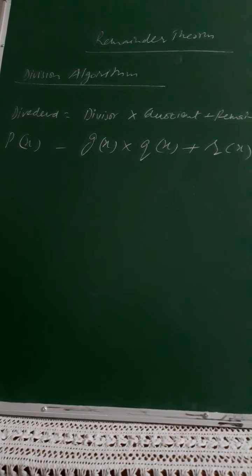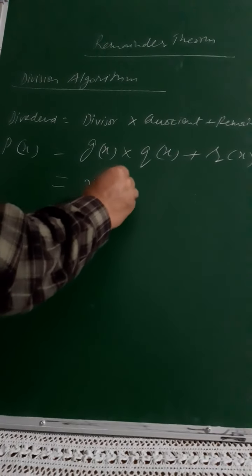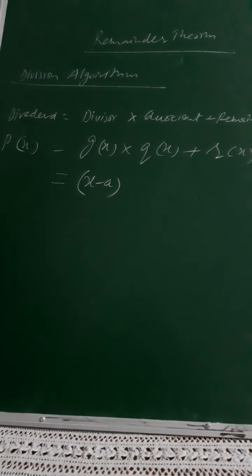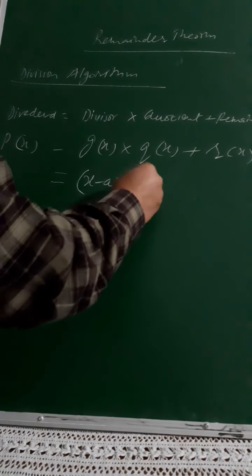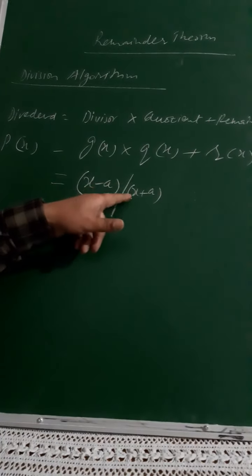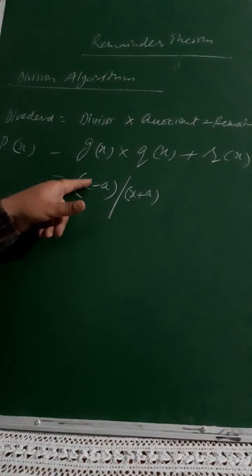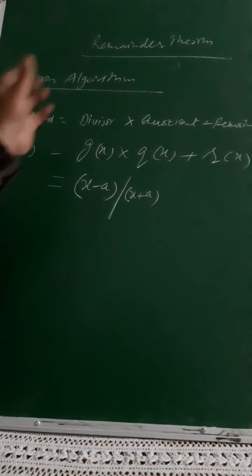Now what happens, here in class 9, there is a limit on using this theorem, that is the remainder theorem. The divisor, that is g(x), can be either x minus a or x plus a. Please make a note of that. Your divisor is either x minus a or x plus a. What is the limitation here? That the degree of the divisor is equal to 1. It is not less than 1. It is not more than 1.